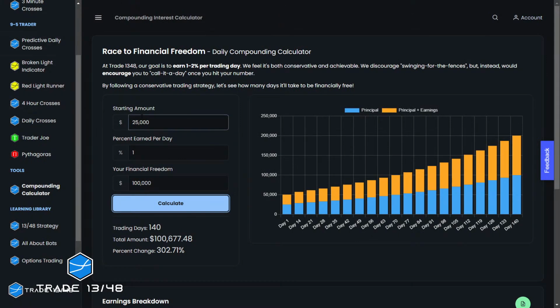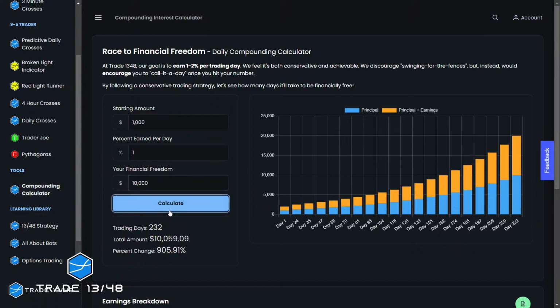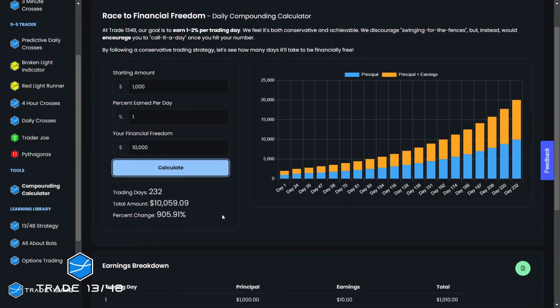Right. Now, if you want to do 1,000 to 10,000, you could absolutely do that as well. 1,000 to 10,000, and you calculate. That would take you a year. But see, here's the thing. And this is what a lot of people don't realize, okay? If you want to get out of debt, this is a great strategy. If you have a credit card that has a 24% APR, well, this strategy returned you 905%. Wipe out that credit card, right? Pretty dope. It's all about percentages.